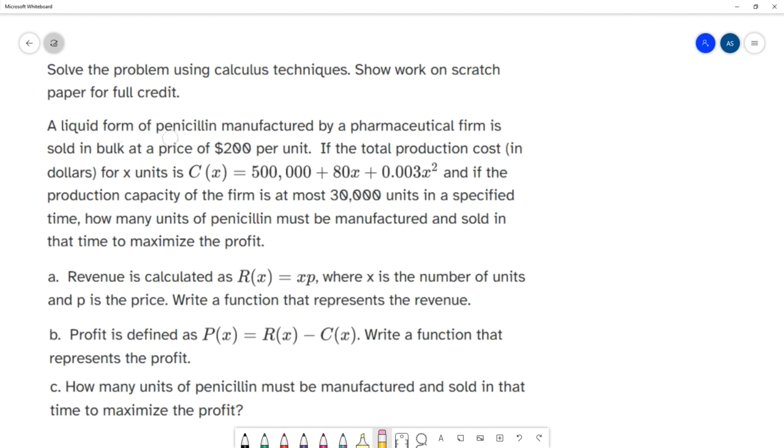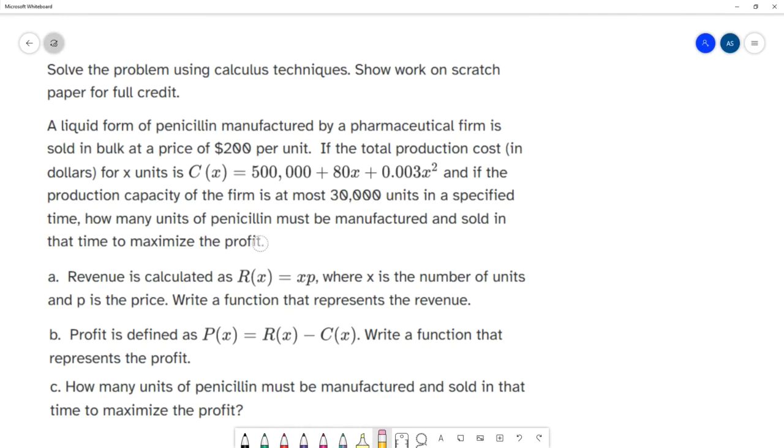We have a liquid form of penicillin manufactured by a pharmaceutical firm that is sold in bulk at a price of $200 per unit. If the total production cost in dollars for X units is C of X equals 500,000 plus 80X plus 0.003X squared, and if the production capacity of the firm is at most 30,000 units in a specified time, how many units of penicillin must be manufactured and sold in that time to maximize profit?